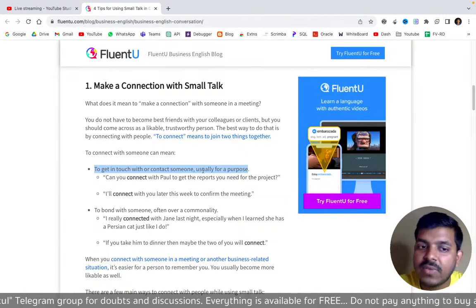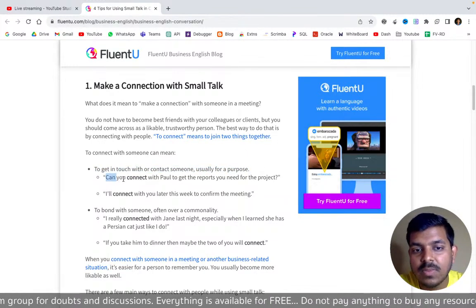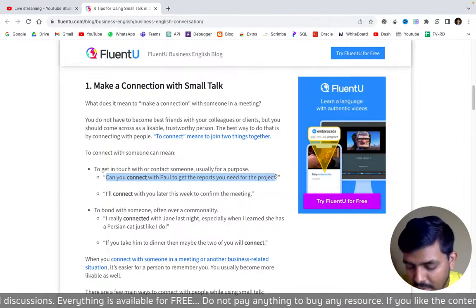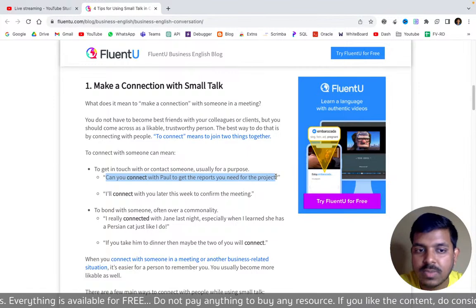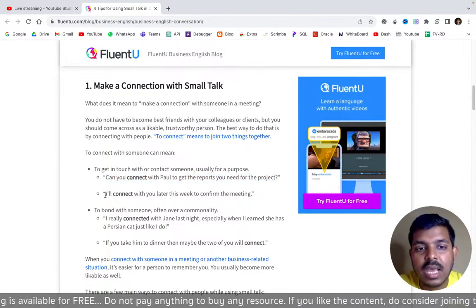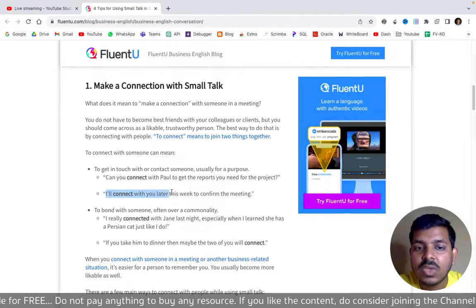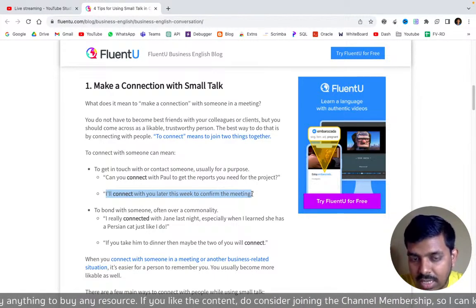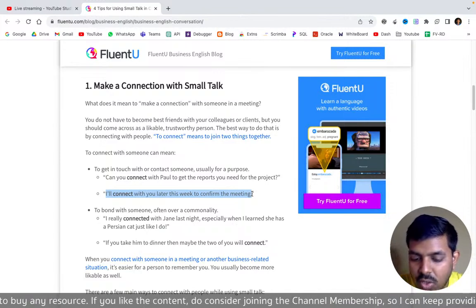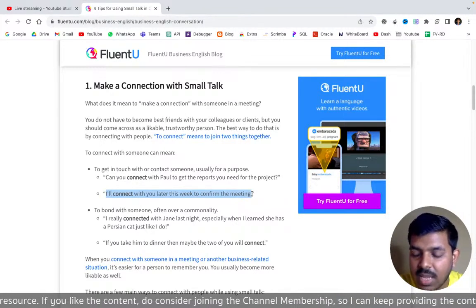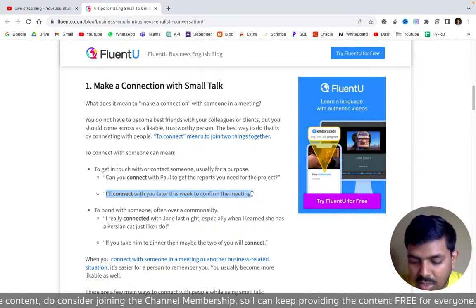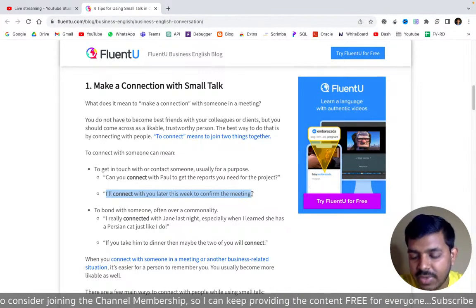Here we have given an example: can you connect with Paul to get the reports you need for the project? It means they wanted to connect to gather some reports. Second example: I'll connect with you later this week to confirm the meeting. Once again they want to connect. It means they want to have a conversation to finalize the time for the meeting, when they can meet, when they can go ahead with the business proposal, whatever the scenario could be.